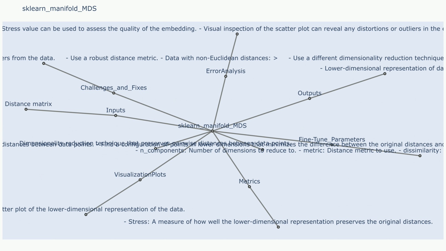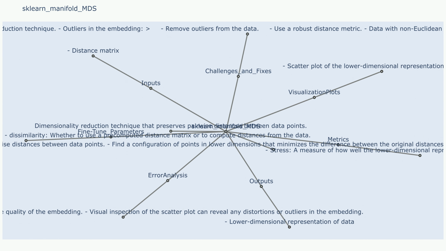Steps. Step 1. Explain in detail the MDS algorithm. It first takes the distance matrix as input. Step 2. Explain in detail. It then computes a low-dimensional representation of the data points by finding a configuration that minimizes the difference between the original distances and distances in the lower dimensional space.